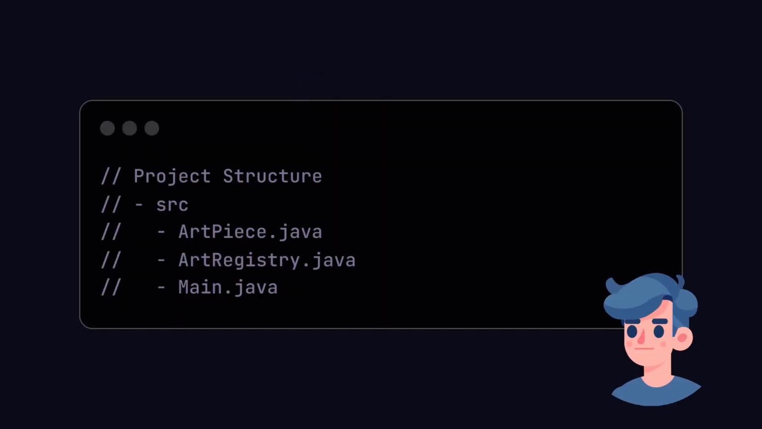To achieve this, we will create classes for our art pieces and the registry itself. We will also implement functionalities like adding new art, listing all art, searching art, and deleting art. Let's begin by laying out our project structure.